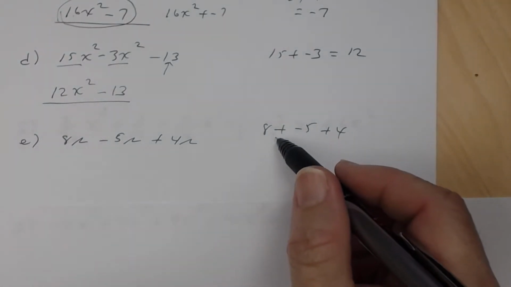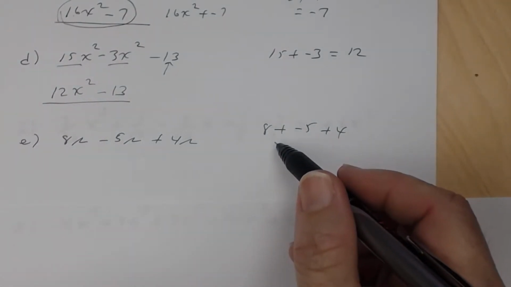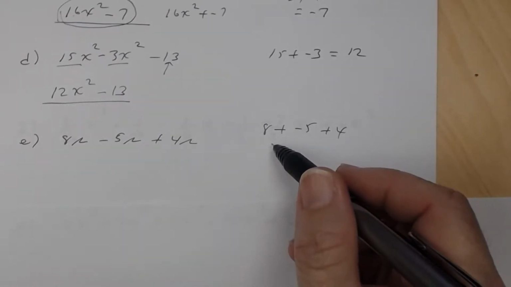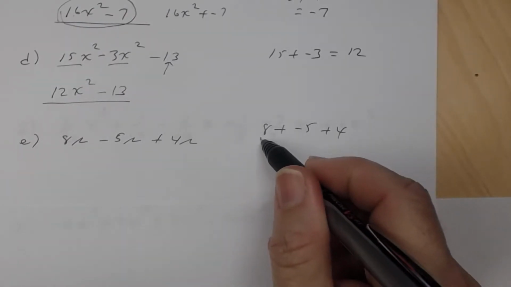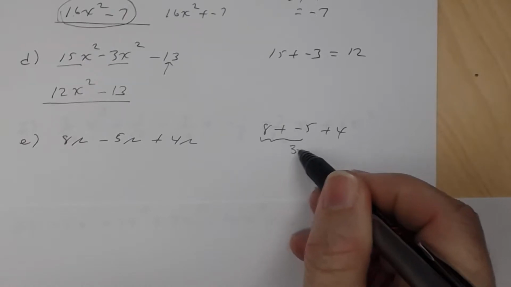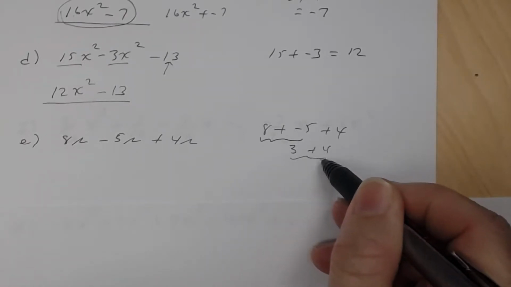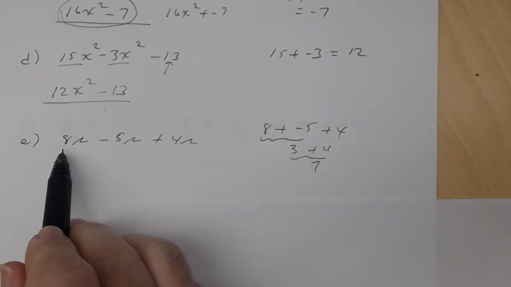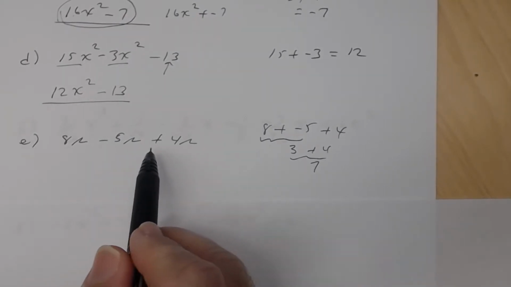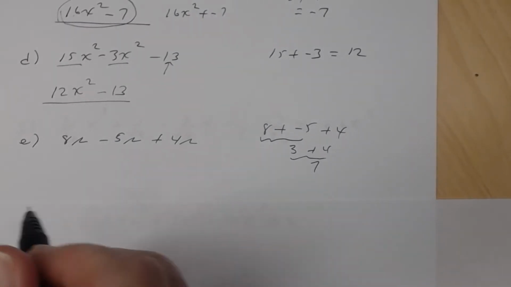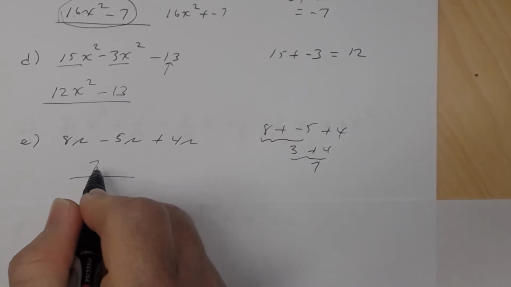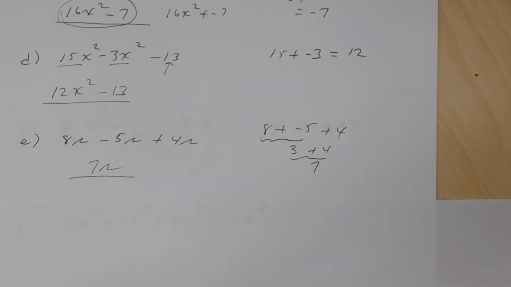So if you don't remember anything about adding signed numbers, just use your calculator. But 8 plus a negative 5 is 3, and 3 plus 4 is 7. So 8 s's and a negative 5 s's and a positive 4 s's is a 7s. So there's your answer. So your answer is just one term.